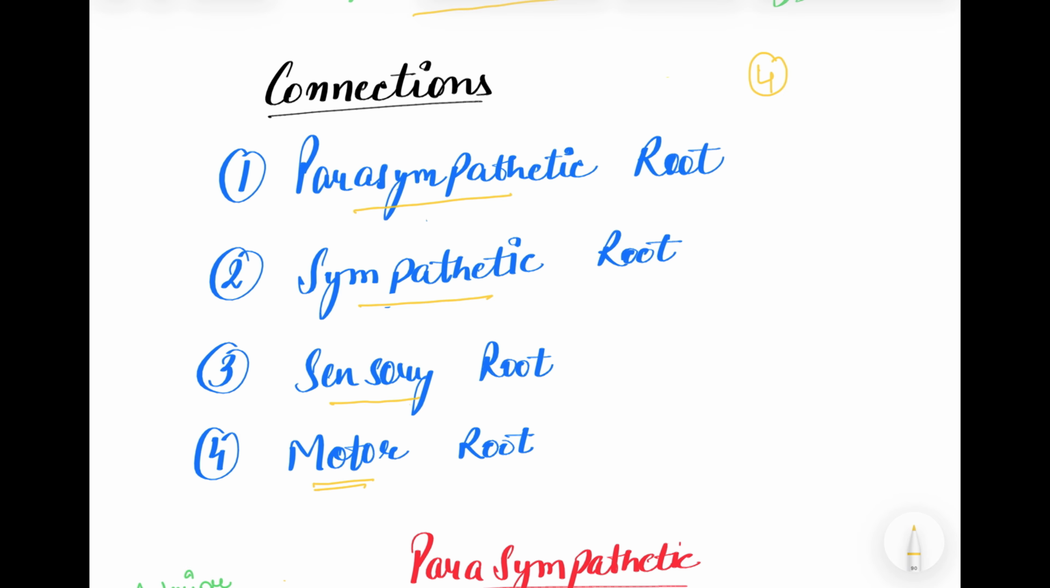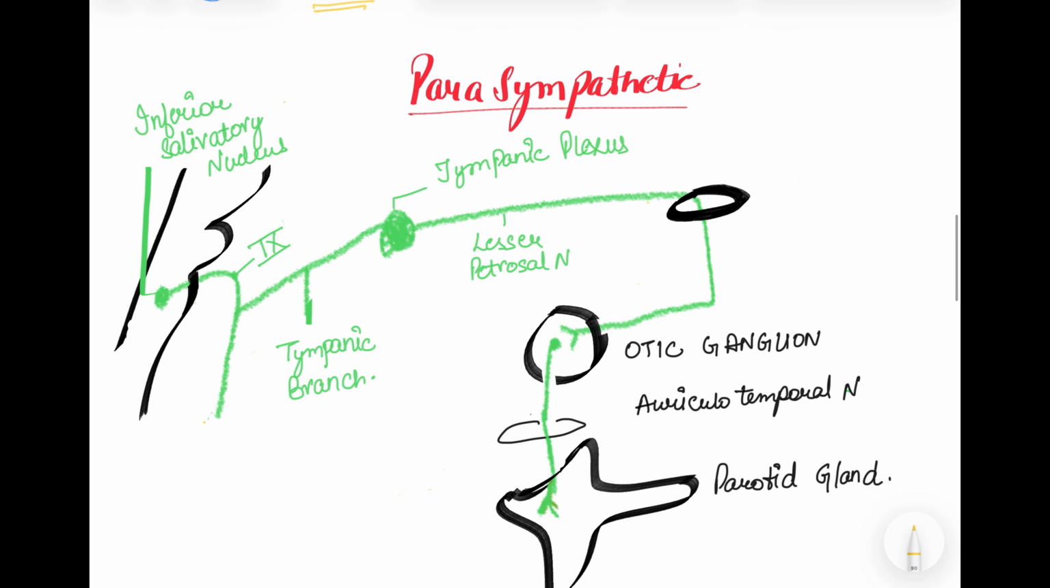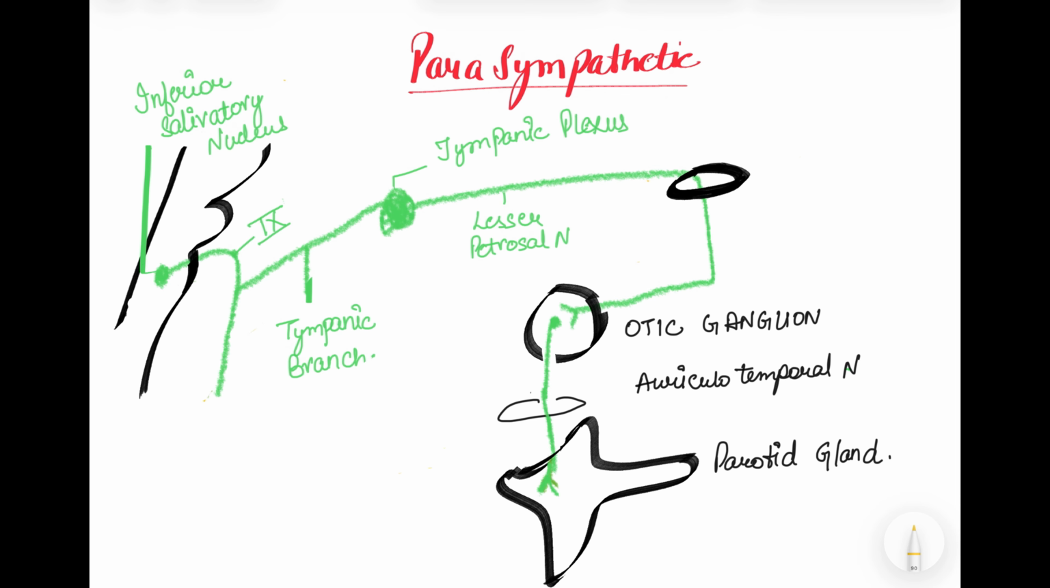Taking up the parasympathetic root first of all. The fibers of the parasympathetic root originate from a nucleus lying in the medulla. In the medulla you have a nucleus which is named the inferior salivatory nucleus. From there the fibers are going to originate. The fibers are going to pass through your ninth nerve, as we have talked that the ganglia is functionally connected to this nerve.